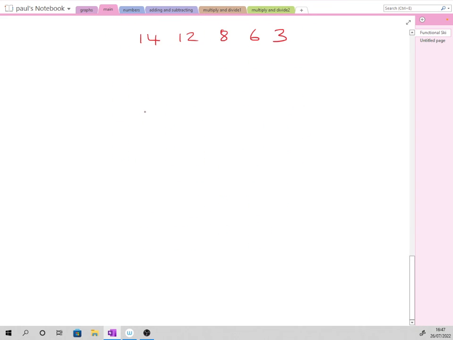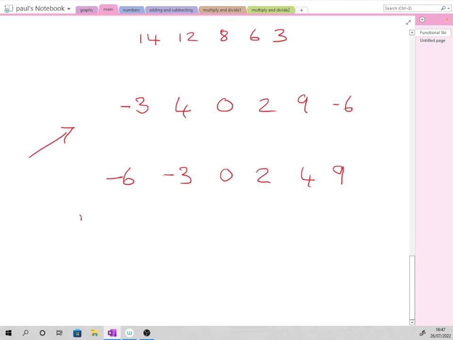Now, we could have minus numbers involved. So let's have a minus 3, a 4, a 0, a 2, a 9, and a -6. Now we're going to put these in ascending order, so we need the smallest number. And this is where I mentioned earlier on that the bigger the actual number, the smaller it is when it's a negative. So the smallest number in here is -6, then -3. We're working our way up to 0, go through 0, and then we start to get bigger on the other side. So they're in ascending order.